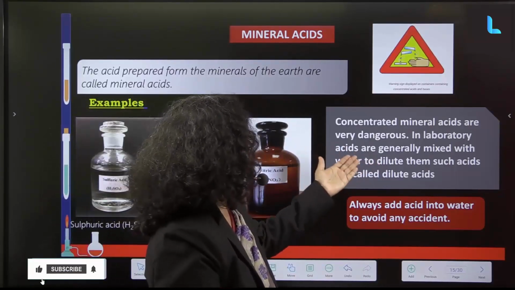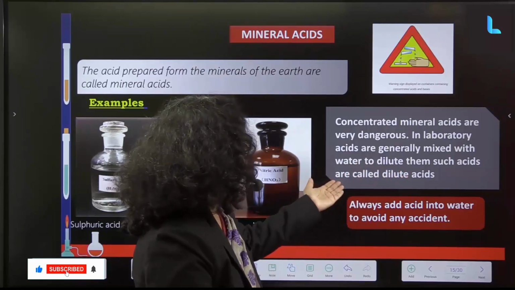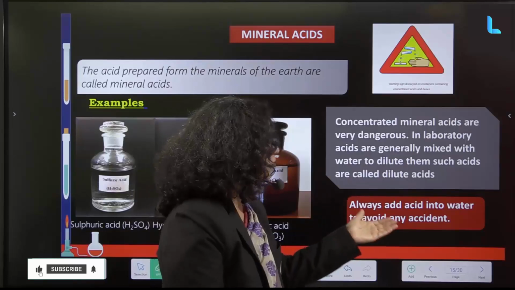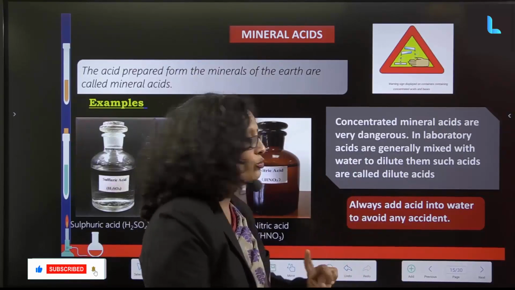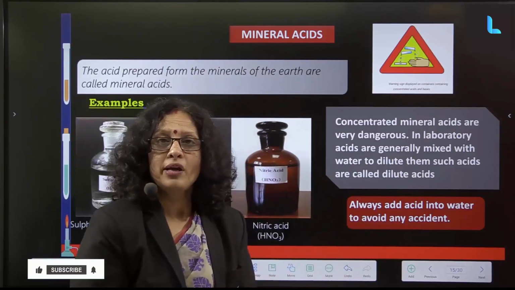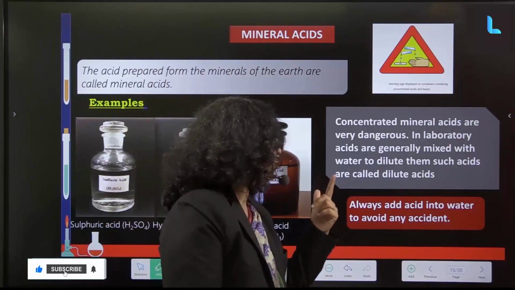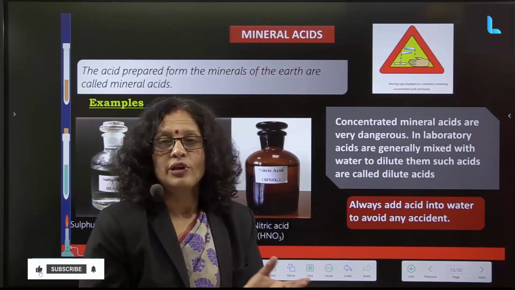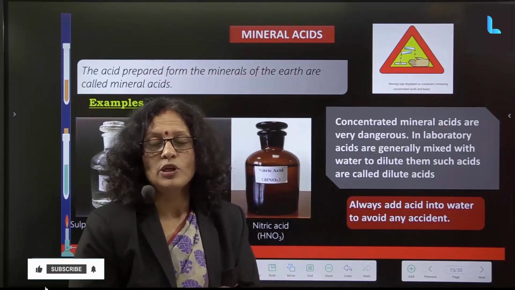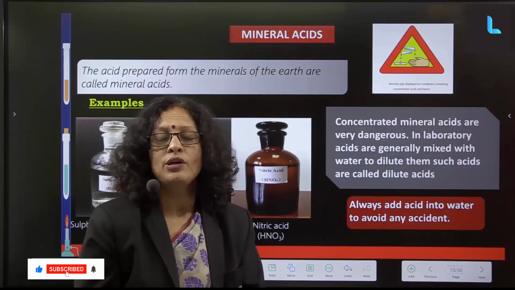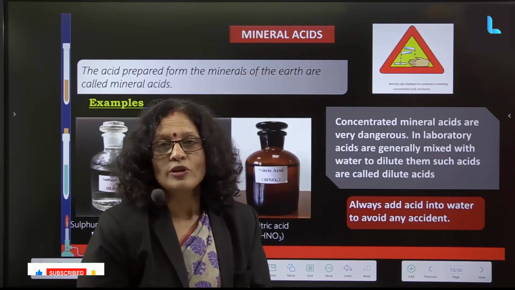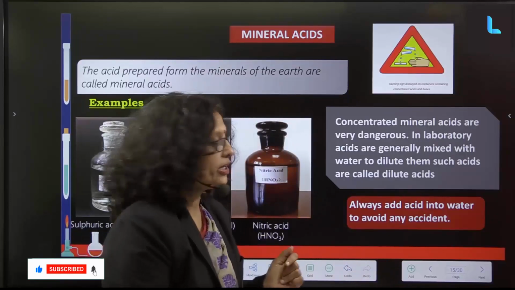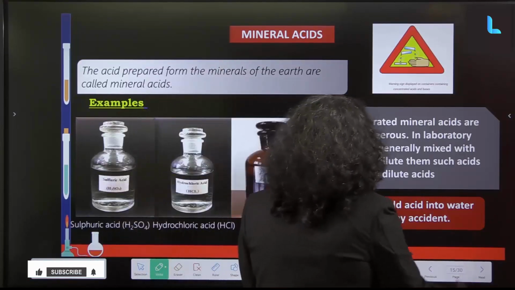Concentrated acids are dangerous in the lab, so they are generally mixed with water to dilute them. Such acids are called dilute acids. Always add acid into water to avoid any accident. Why? Because if you add water into acid, then the acid will spurt out and it will cause an accident. It will fall on your skin, your clothes. That is why always add acid into water, so it will not spurt out.